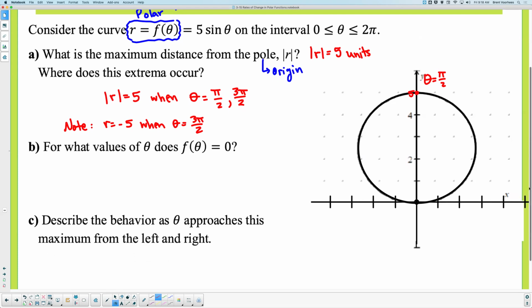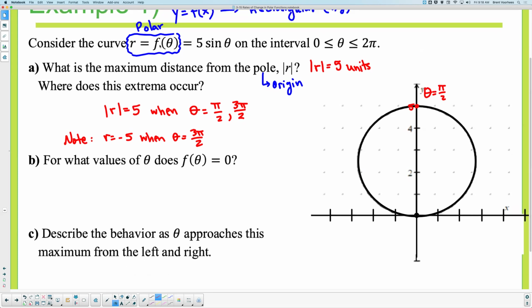Okay, here's a different question. What values of theta does f of theta equal 0? Now, just make sure you look up here. F of theta itself, what is f of theta equal to right here? What variable? R. So this is saying r equals 0.